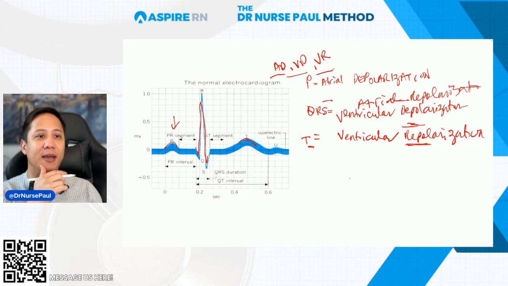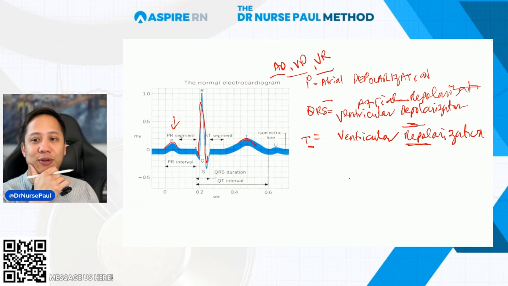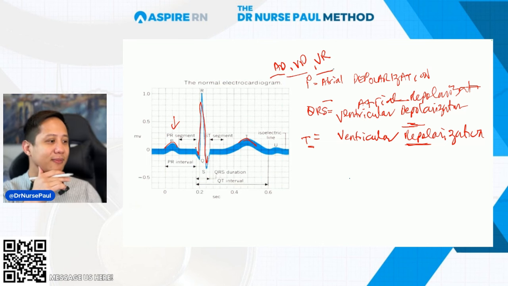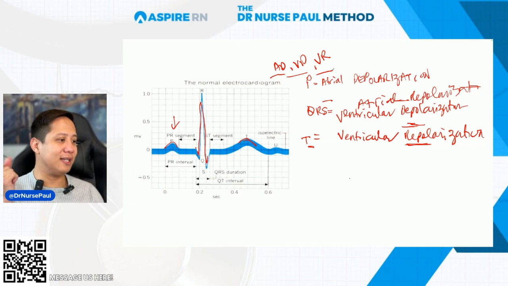P wave. Before I delete it, come on. Atrial depolarization. You got it? Again, again. More quickly. Faster this time. Ready?